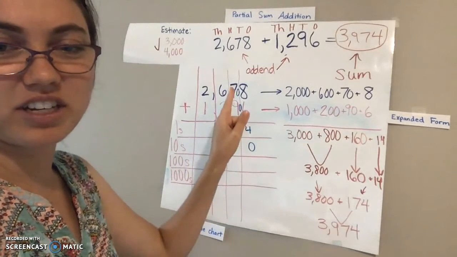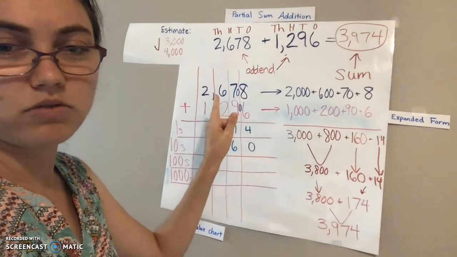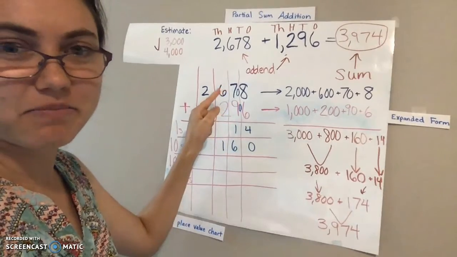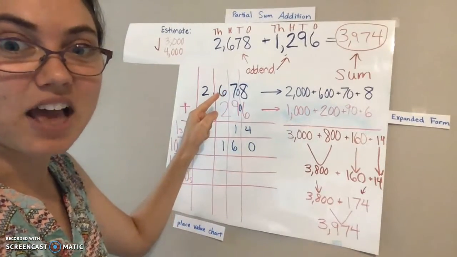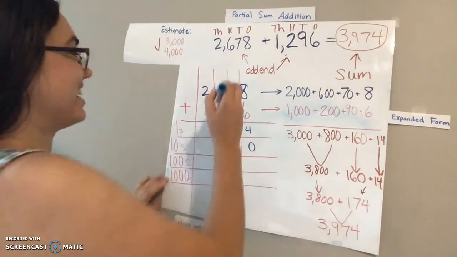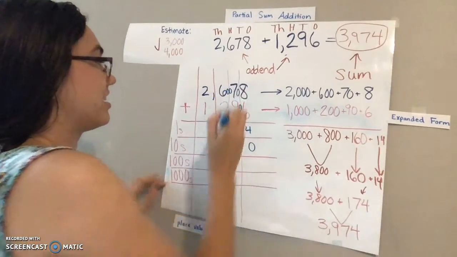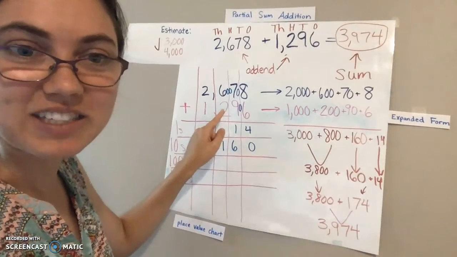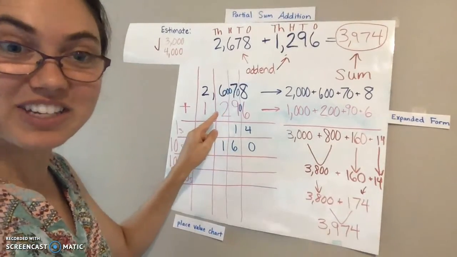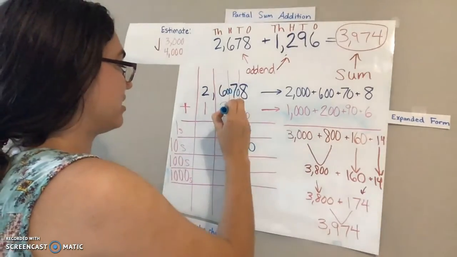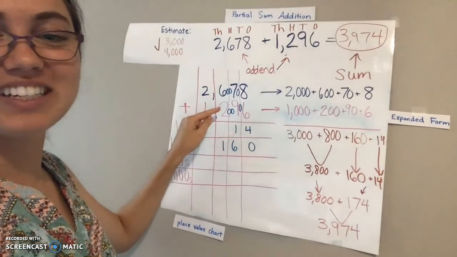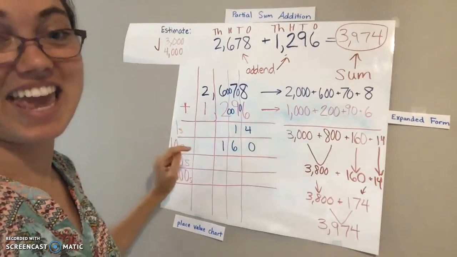Next, we're doing the hundreds row. Let's look at my hundreds. Oh, there's my 100, 6. And there's my other 100, 2. So instead of being just 6, it's really 600. And instead of being just a 2, it's in the hundreds place, so it's really 200. 600 plus 200 is 800.